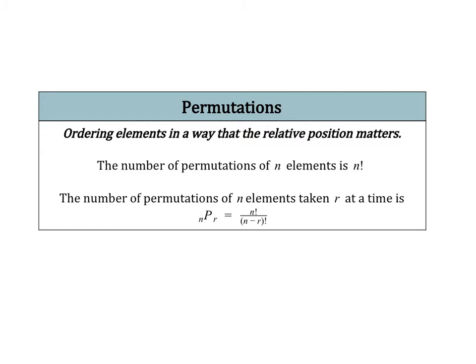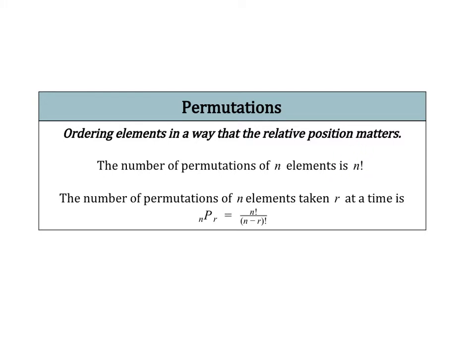Okay, so now we're going to talk about what are called permutations. So permutations is when you're ordering elements in a way where the relative position matters. So it matters which thing comes first and which thing comes second and which thing comes third, so on and so forth. So if you just have n elements and you want to find how many different ways you can order them, all n of them, you're using every single element, the formula for that is just n factorial.